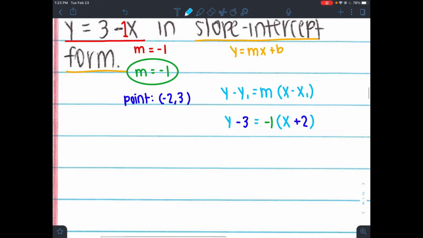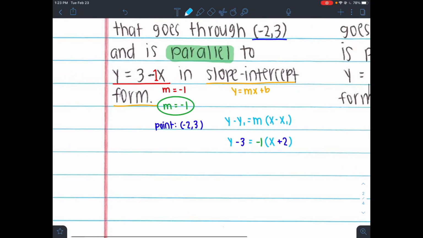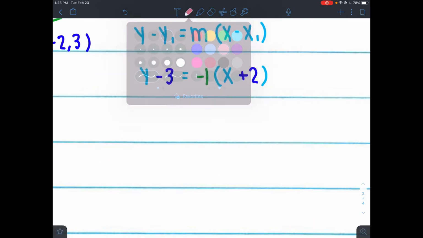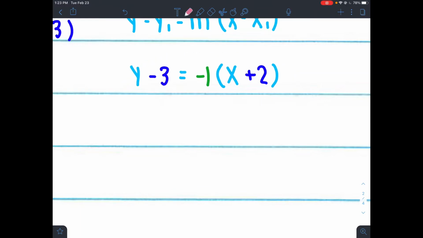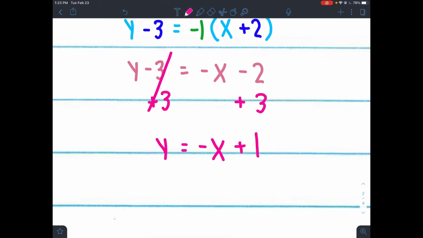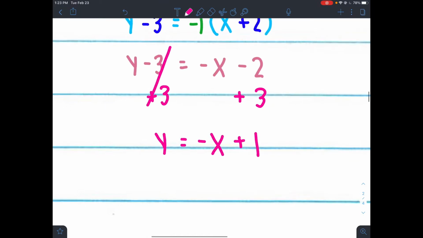All right, now, is this our final equation? No, because we want it in slope-intercept form. We want it in y equals mx plus b, which means you're going to have to distribute here and do some more work. So the next step here is to distribute this out. So y minus 3 stays the same. -1 times x is just -x, or -1x if you want to write the 1 there. And then -1 times +2 is -2. And then our next step here is we want to get y by itself to get it in slope-intercept form. So we want to add 3 to both sides. So this would be y equals negative x, negative 2 plus 3 is going to be positive 1. Is this in slope-intercept form? Yes, it is.